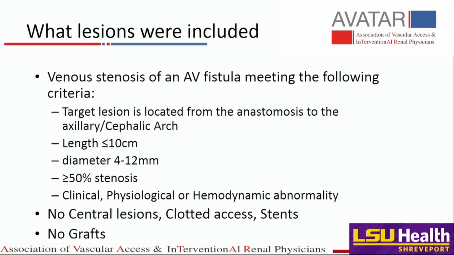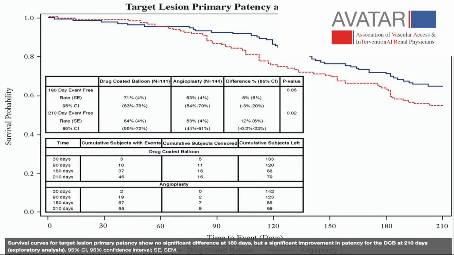They did not include any access that was thrombosed, and if you had a stent and a stenosis, those were also excluded from that trial. No grafts were studied in this study.